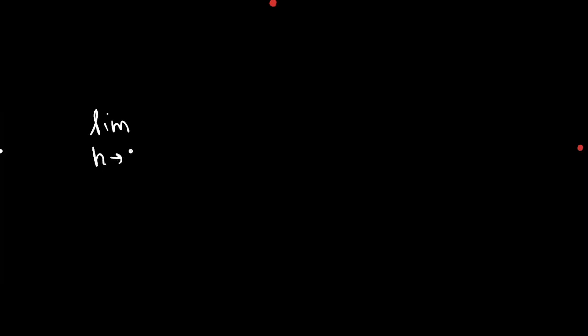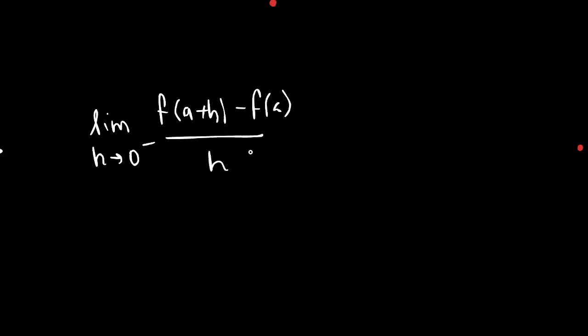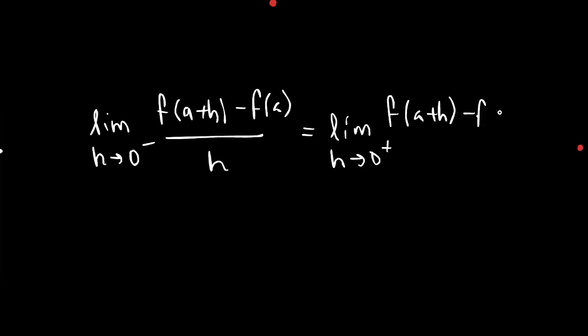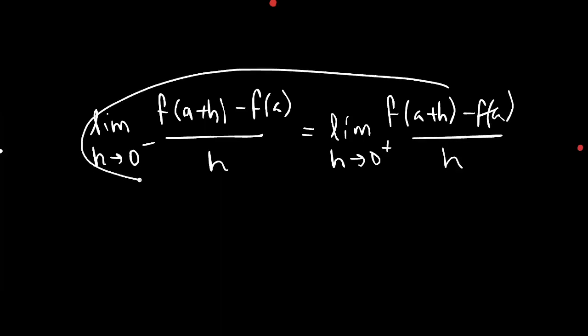So if we had our limit as h approaches 0 from the left of f(a + h) minus f(a) over h, this must be equal to the limit as h approaches 0 from the right of the same thing. Only if this is true, the left-handed derivative and the right-handed derivative must agree. If they match, the derivative exists. If not, there is no derivative at that point.